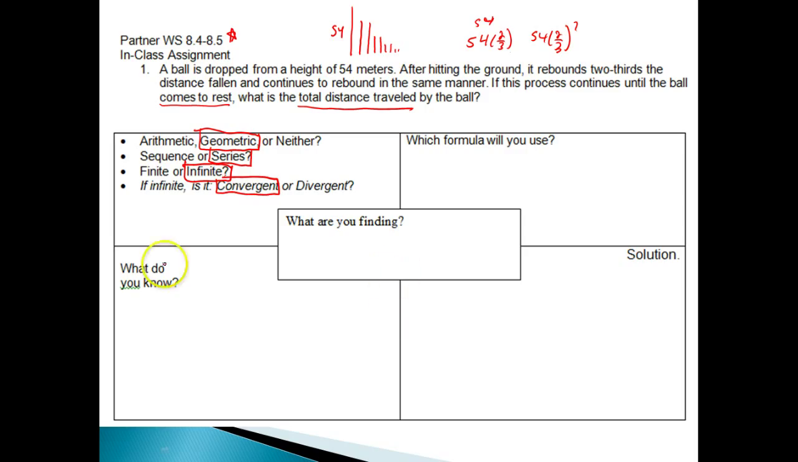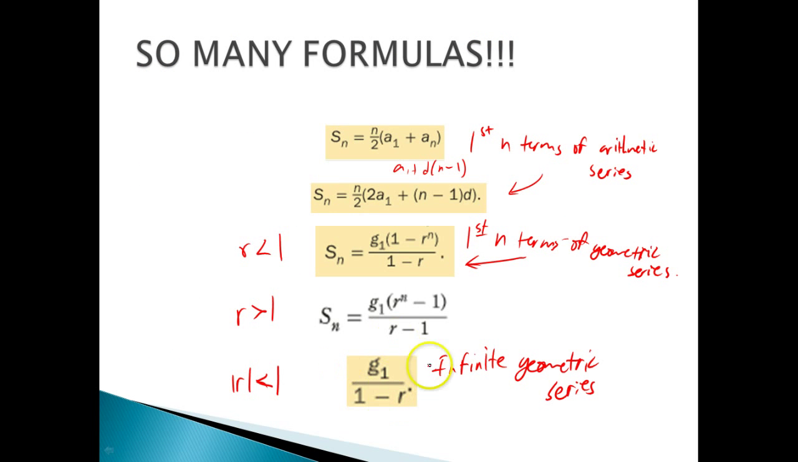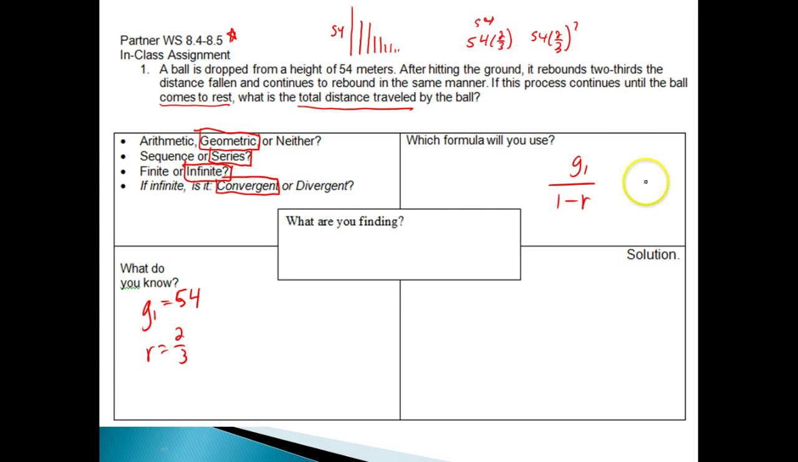So what do I know? Well, I know the first term is 54. And then my constant ratio is 2/3. And really, that's all I need to know to be able to use the infinite formula. Now, the mistake I made the first time was that I just threw this right into the formula. The infinite formula is g1 over 1 minus r. We saw that on our last slide. So g1 over 1 minus r, that's for our infinite geometric series. So we know that's the formula we're going to use.